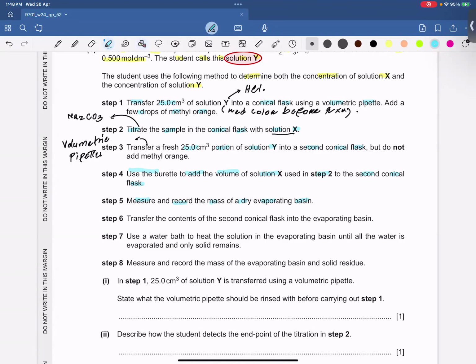So this evaporating basin, technically sodium carbonate, when treated with hydrochloric acid, obviously salt, water, and carbon dioxide gas is given out. So we need the mass of the dry evaporating basin first, then transfer the content of this second conical flask into the evaporating basin, and definitely this is aqueous NaCl.